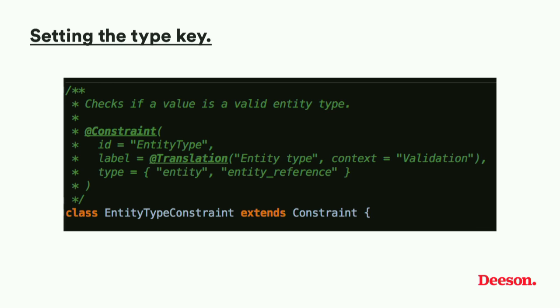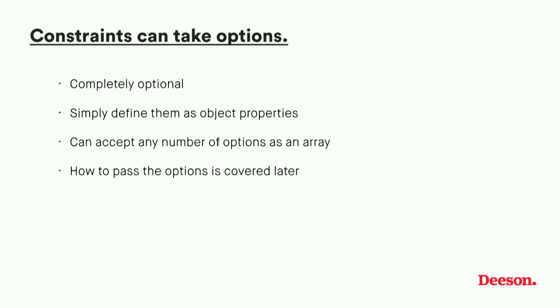So this is what it looks like. So you've got entity and entity reference here, which basically means this constraint can be applied to an entity or a property of the entity reference field that actually references an entity.